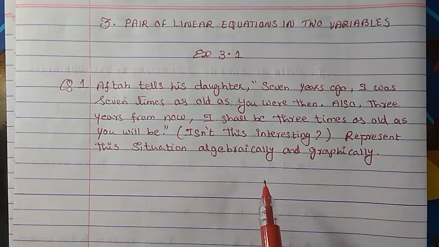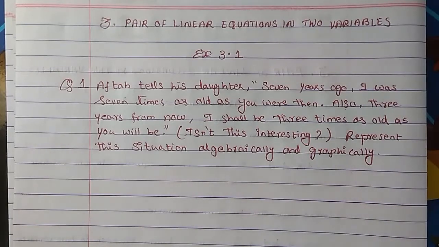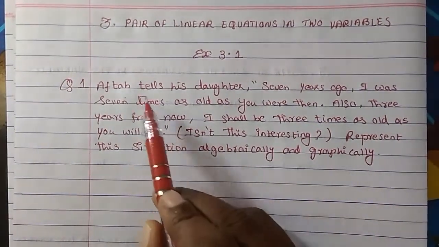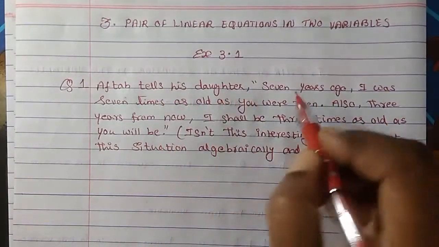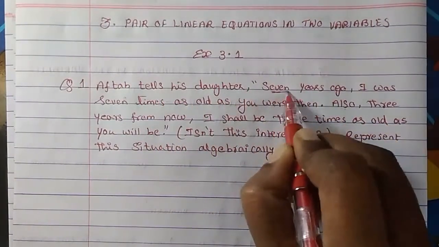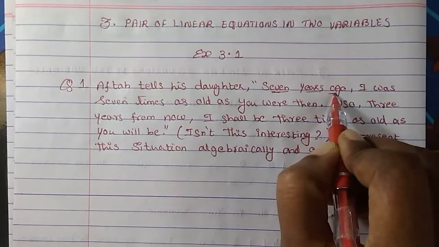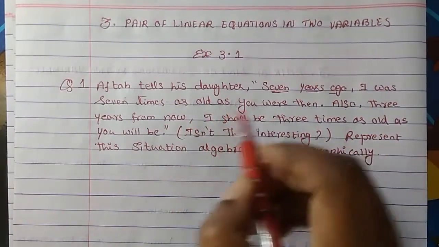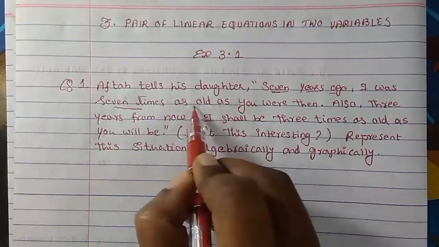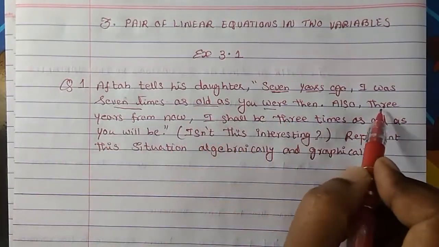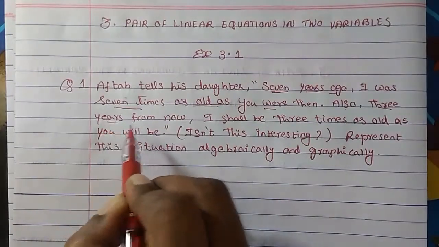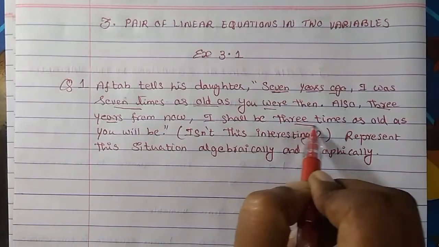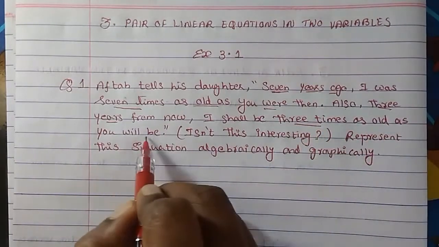So let's try to understand the question. Aftab tells his daughter 7 years ago, I was 7 times as old as you were. Then 3 years later, means 3 years from now, I shall be 3 times as old as you will be.